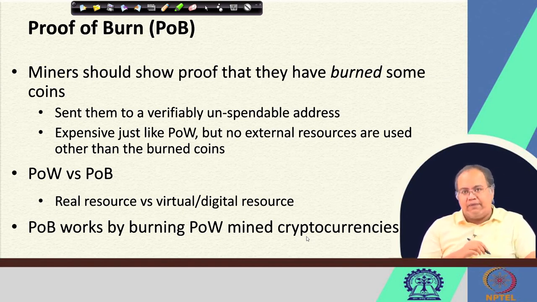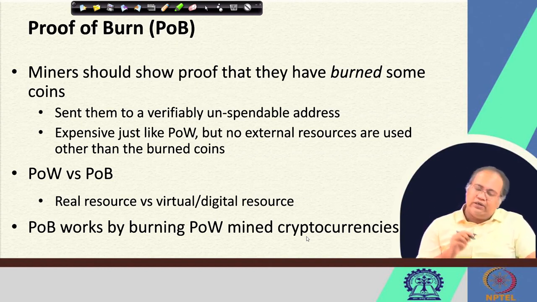Another idea that emerged around that time is called the proof of burn, or POB. The proof of burn says that the miner should show proof that they have burned some coins. What is meant by burning a coin? Burning a coin means you send it to a verifiably unspendable address. An unspendable address means some address that can be verified, but no one is holding it. So if you send money to that address, no one would be able to spend that money.